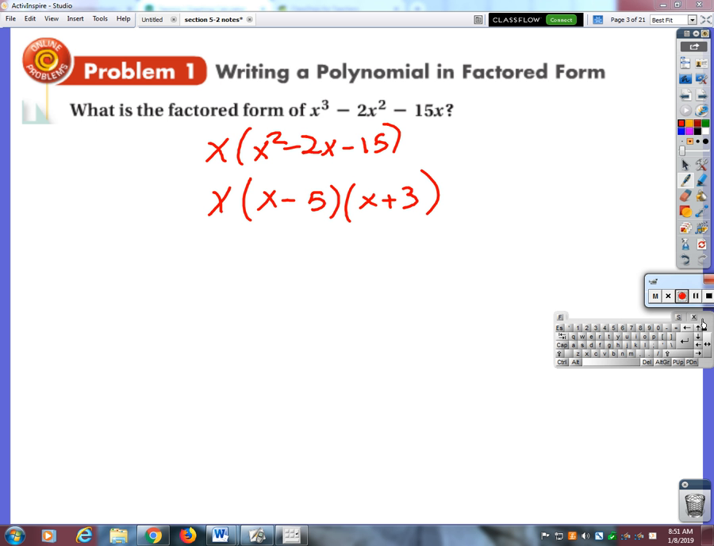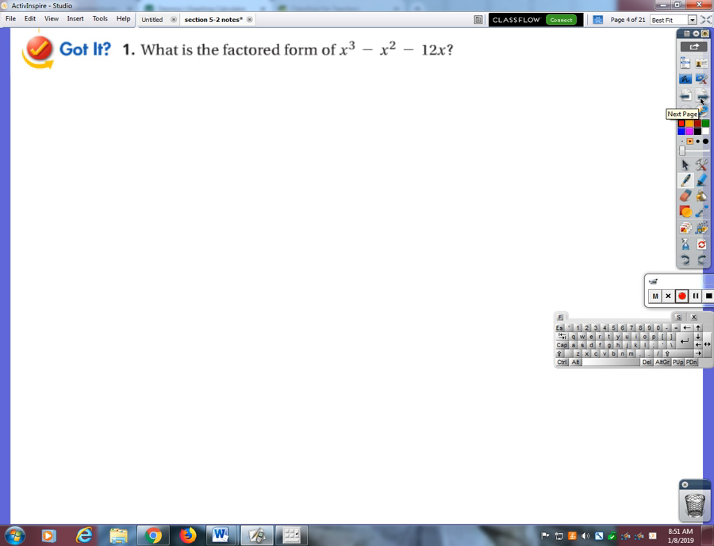Okay, questions on that? Will you guys take a quick second to factor that one on your own? So starting with x cubed minus x squared minus 12x, let's factor that as far down as you can get it. Okay, Jimmy, what'd you come up with?